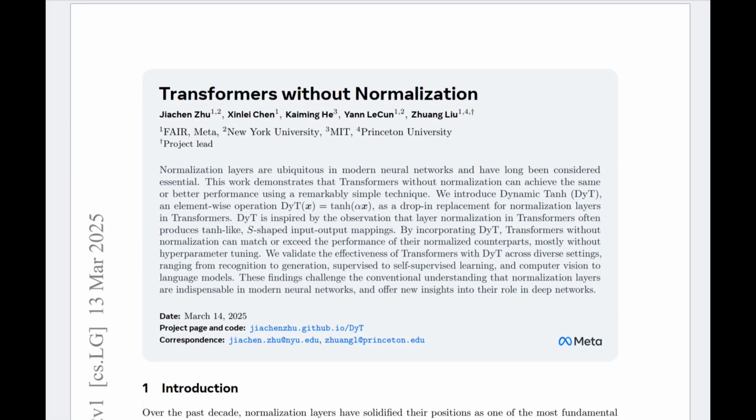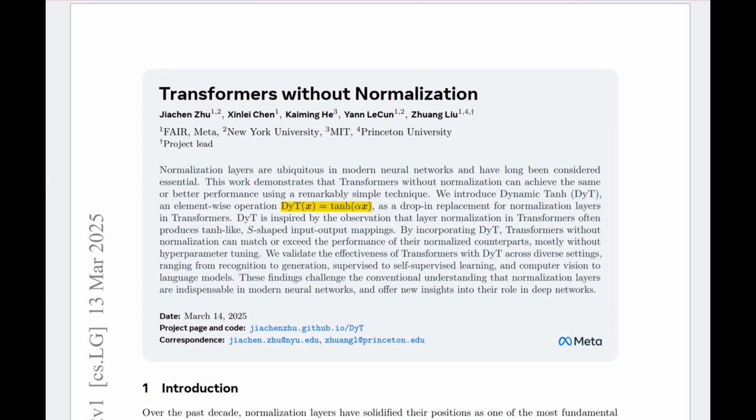Hello everyone, today I'd like to introduce a freshly published revolutionary paper on transformers. The authors include Kaiming and LeCun, and the main contribution of this paper is transforming the normalization layer in transformers into a dynamic tanh layer. Dynamic tanh is a very simple function, you can see it here.